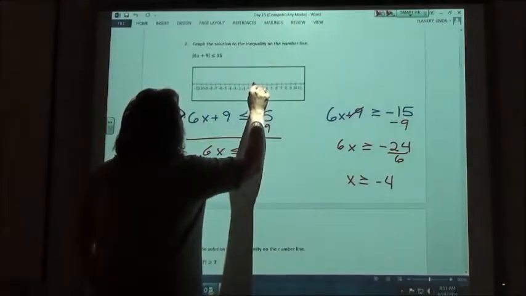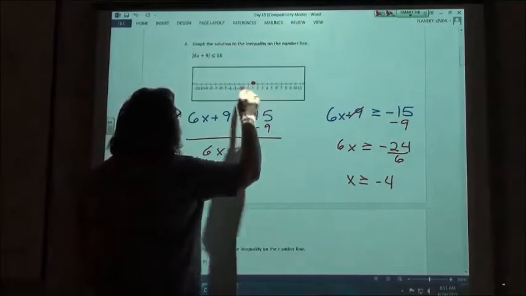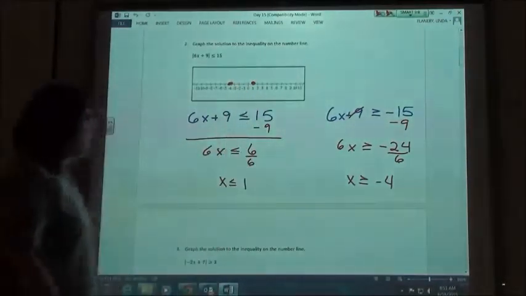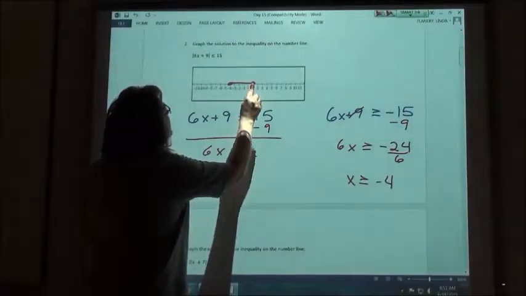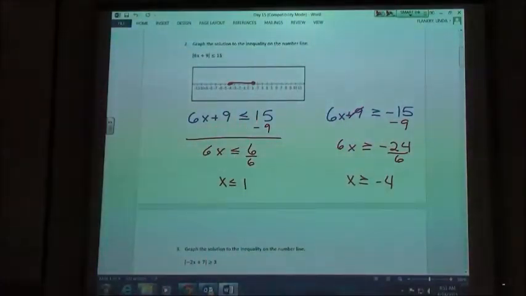So we will have a filled in dot on the 1. We will have a filled in dot on the negative 4. We are less than 1, greater than the negative 4, so we end up shading between the two dots.